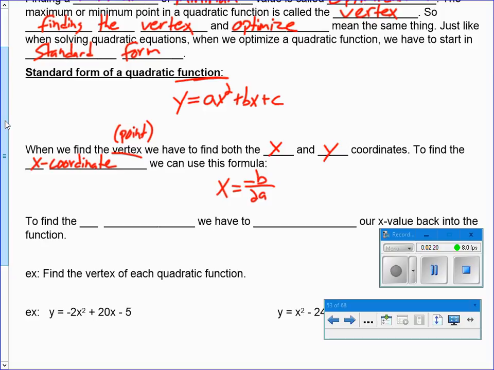Again, those a and b come from the standard form. That's why we want to start in standard form. And one other thing with the opposite of b, that doesn't mean it's always negative. If b, the number itself, is negative, opposite of b would be a positive number.